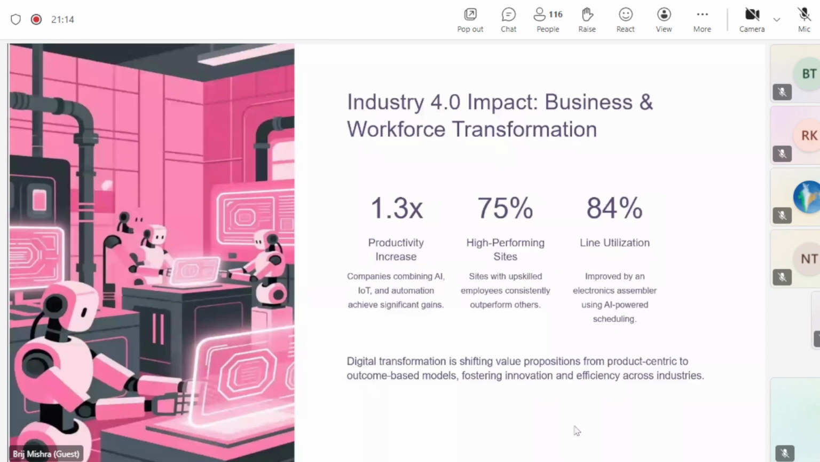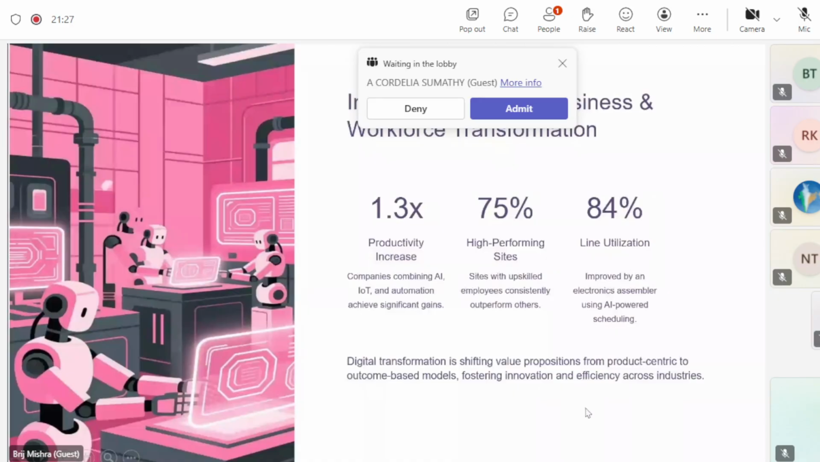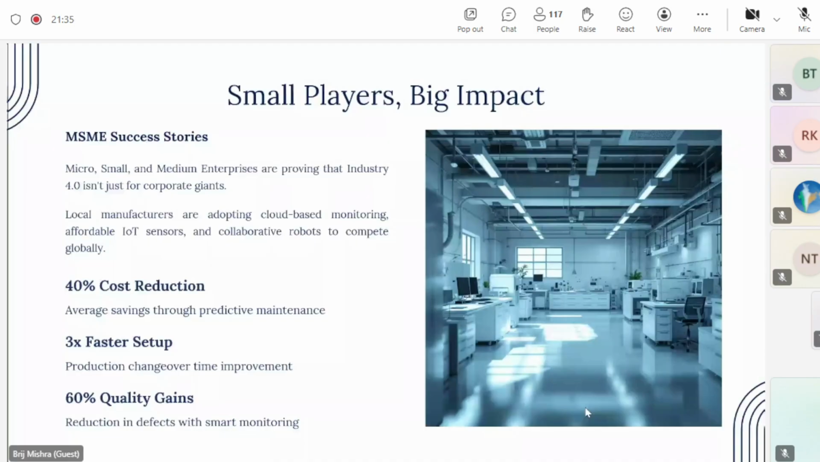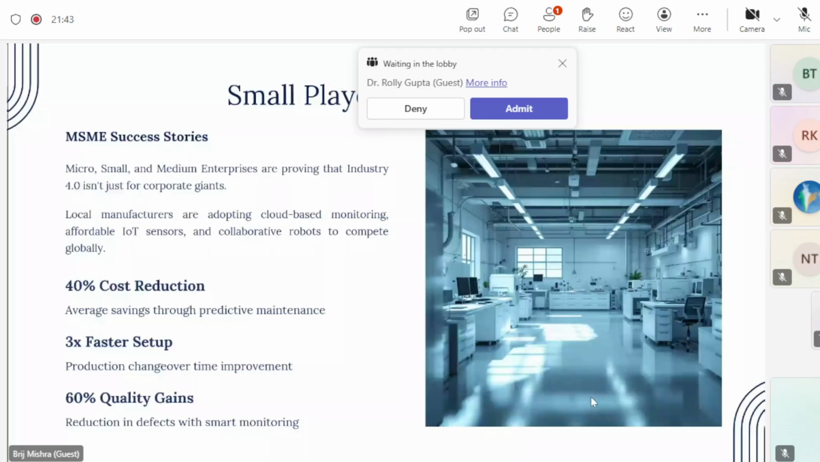Then high performing sites 75% and line utilization is also around 84%. Because of this, obviously we can see a major change. Small players are impacting really big. There are MSME success stories where, due to this Industry 4.0, we can see 40% cost reduction, 3 times faster setup creation, and then 60% quality gain. So obviously this is impacting in a big way.